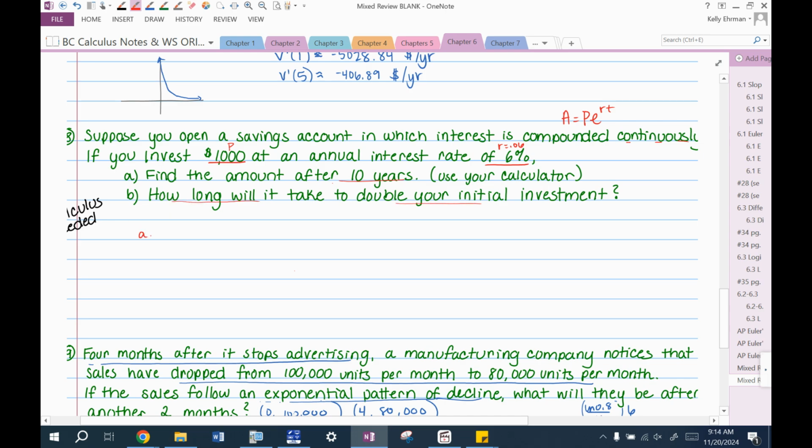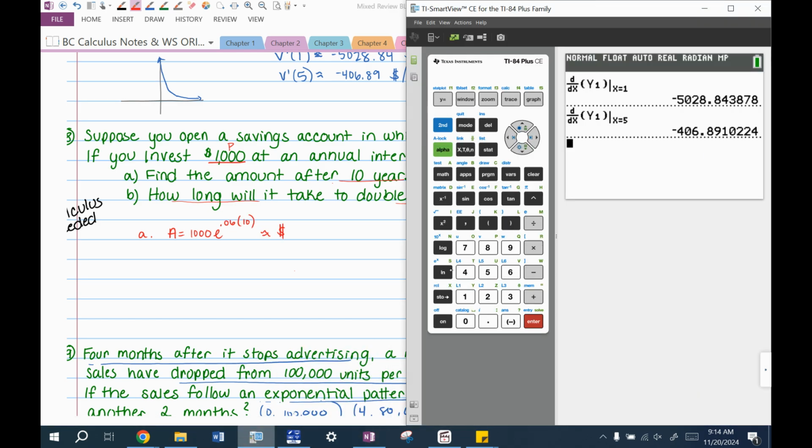So for part A, how much after 10 years? So again, I think we had something like this in our homework as well. So A equals 1,000 times e to the 0.06 t, and t is 10. So let's see what that comes out to.